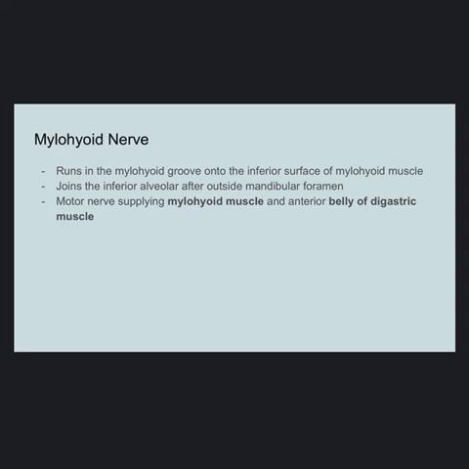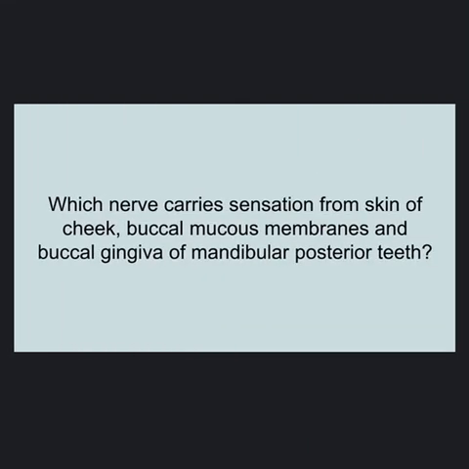The mylohyoid nerve runs in the mylohyoid groove onto the inferior surface of the mylohyoid muscle. It joins the inferior alveolar nerve just outside the mandibular foramen. It is the motor nerve supplying the mylohyoid muscle and the anterior belly of the digastric muscle.